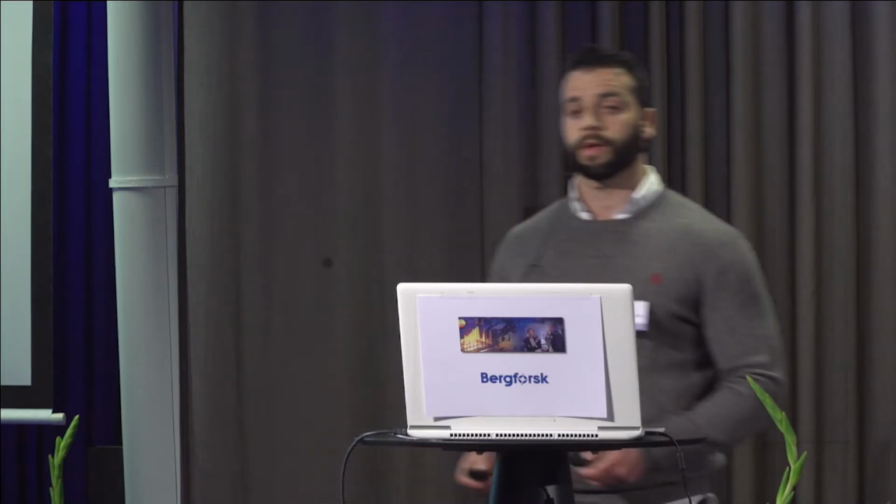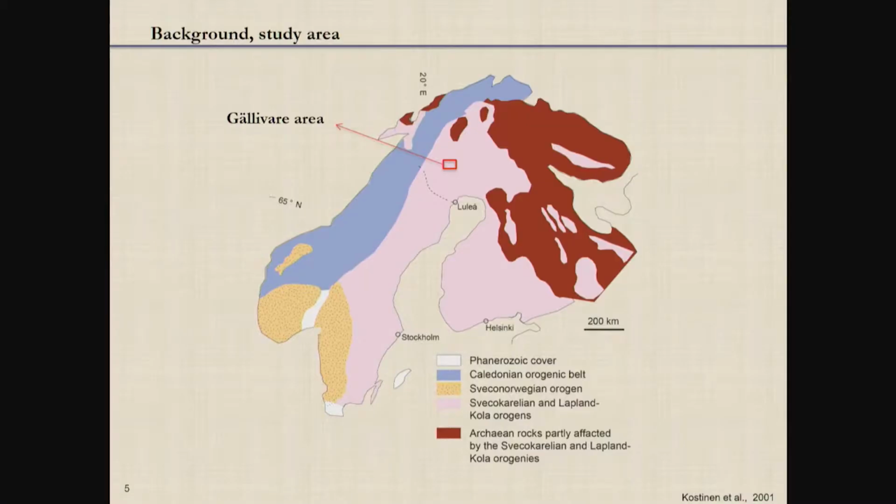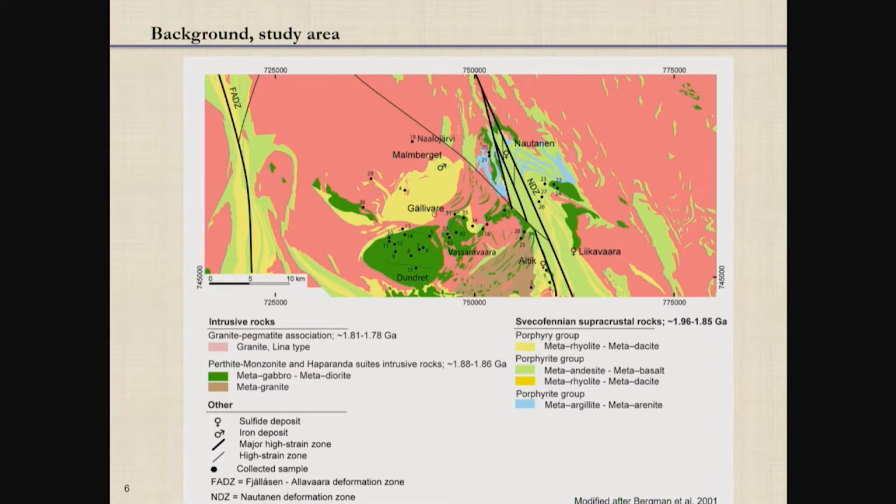So the study area is approximately 2.5 to 3 hours drive from here, depends on who's driving. And it's the southern portion of northern Norrbotten. So, a close-up of the Elevare geological map. Here we see the Nautanen deformation zone and the other, Fjellåsen and Elevare deformation zone, and we're trapped in here in between.